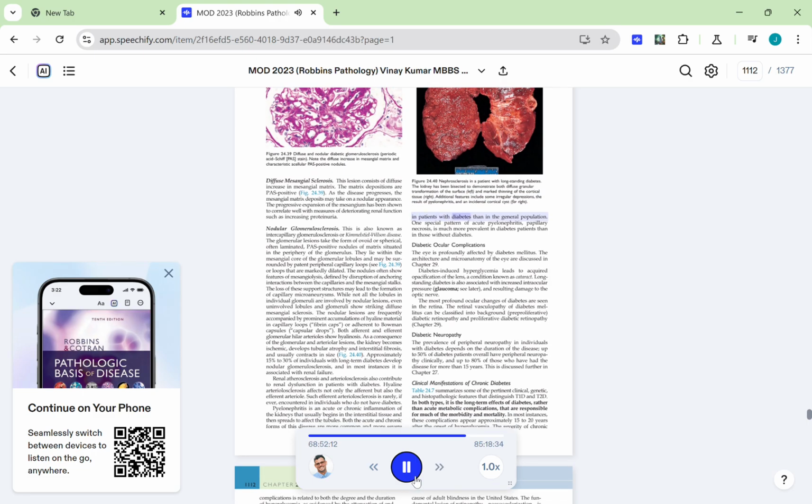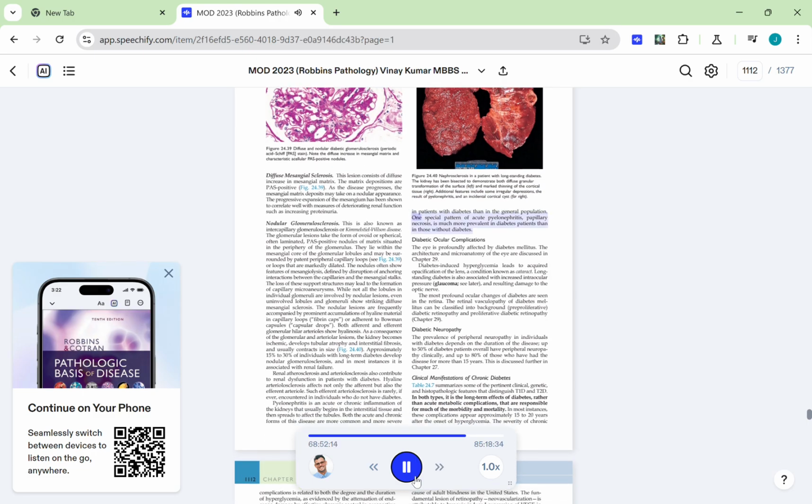In patients with diabetes than in the general population, one special pattern of acute pyelonephritis, papillary necrosis, is much more prevalent in diabetes patients than in those without diabetes.